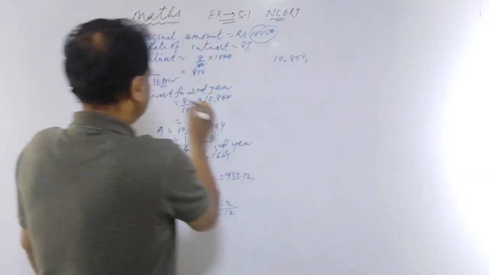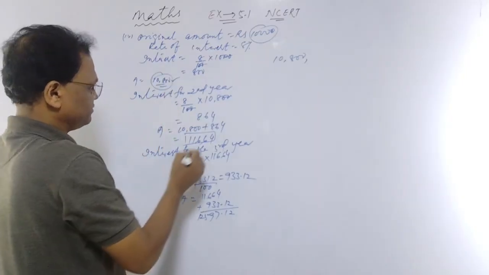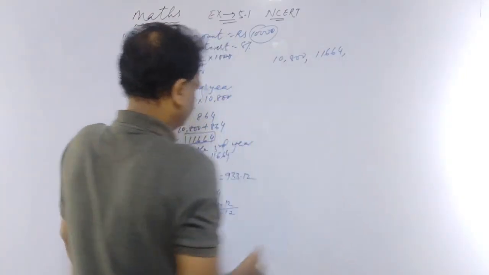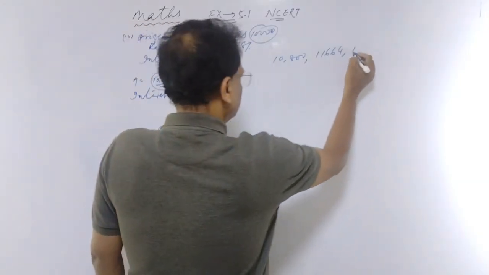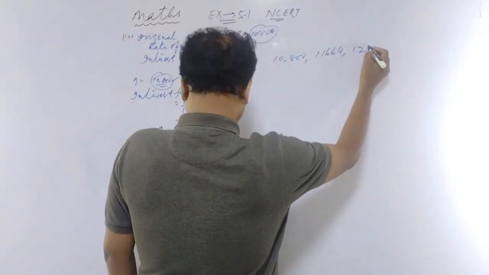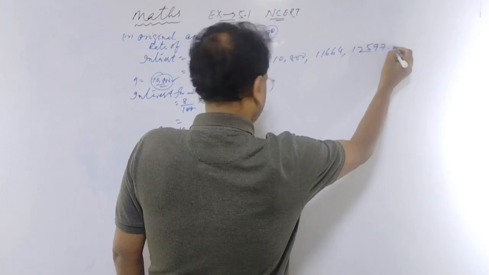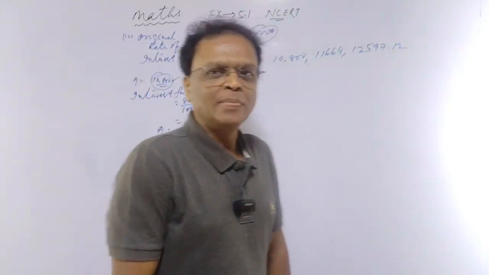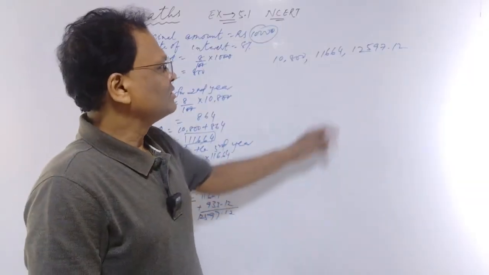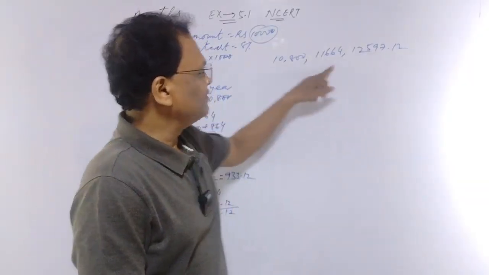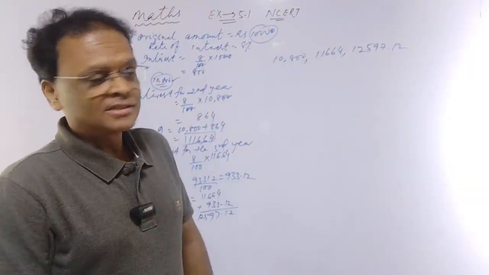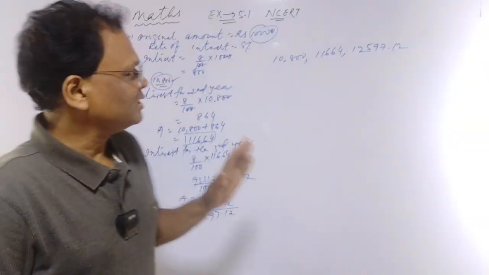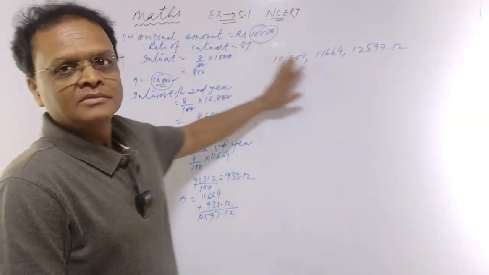800, the first one. Second is 11,664. Third one is 12,597.1. This clearly indicates this is not in AP. Why? Because these differences are not equal. And hence this will definitely not be in AP. So depending on the situation, you can find.